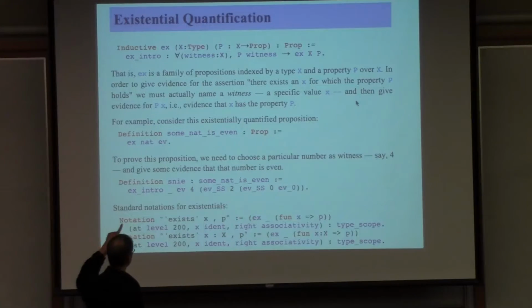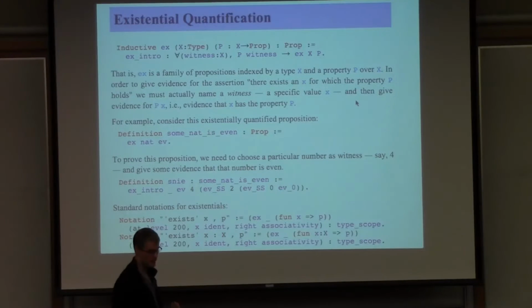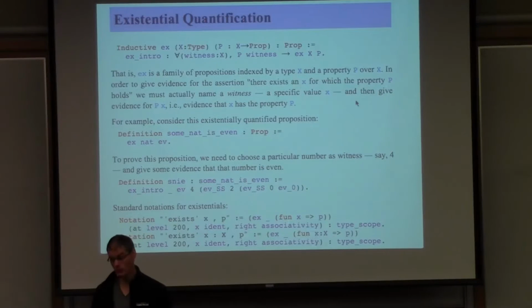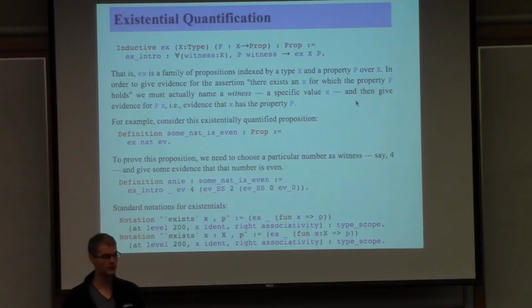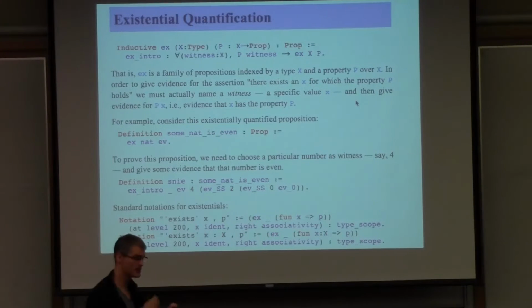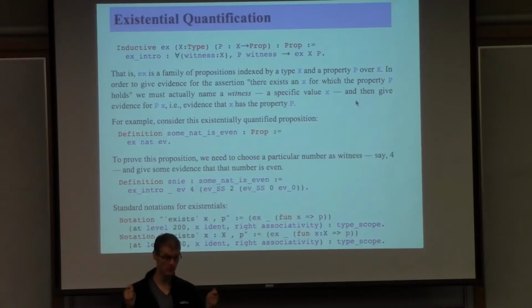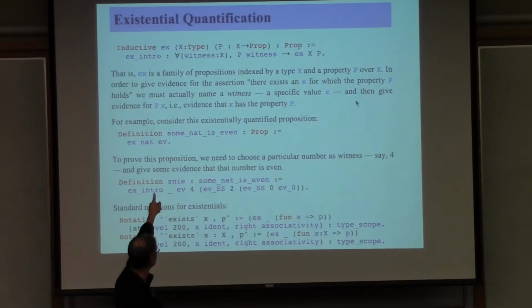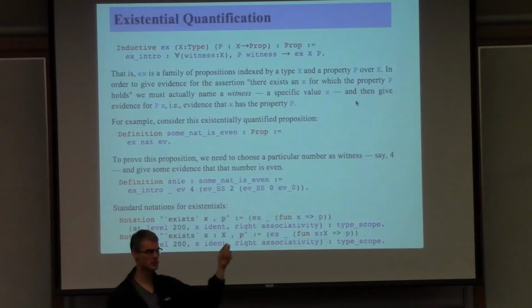Well, so the for all is because the introduction form for the existential quantifier, which is what we're defining here, takes two things. It takes a witness and it takes a proof about that witness. So it has two arguments. Remembering that in Coq there really is only one function space, the pi space, the dependent function space. So kind of every argument to a constructor is always a pi.